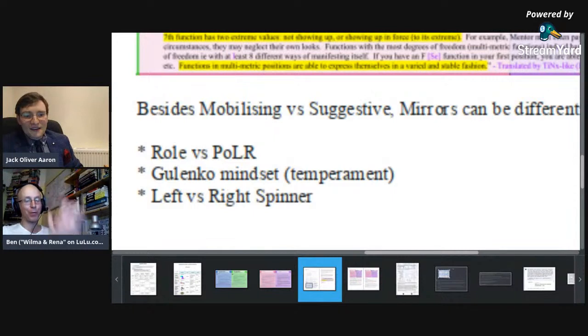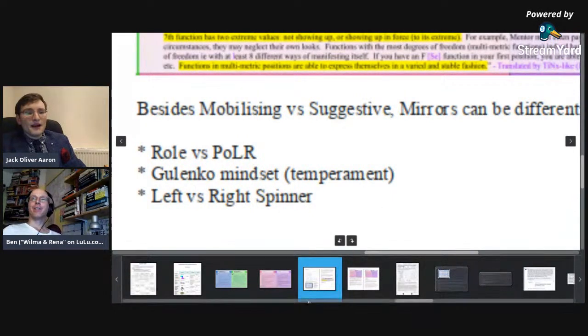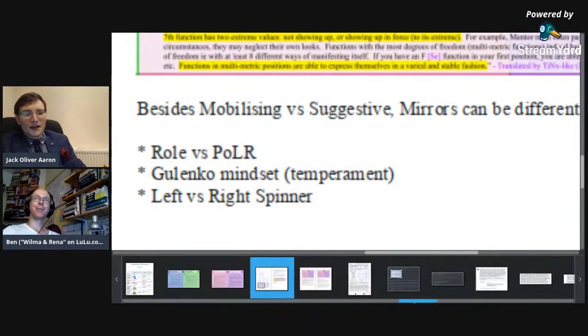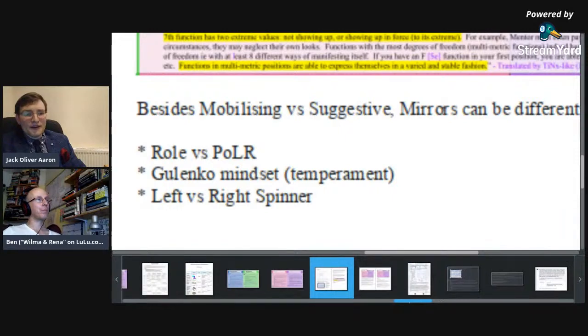But I suggest people look at the book Directing Actors by Judith Weston. And yes, there are many various ways of skinning a cat when it comes to acting. I've heard that Gary Oldman is very much outside in rather than inside out, like Stanislavski. Yeah. Right then. Oh, okay, the other ones, Gulenko mindset and left versus right spinner.